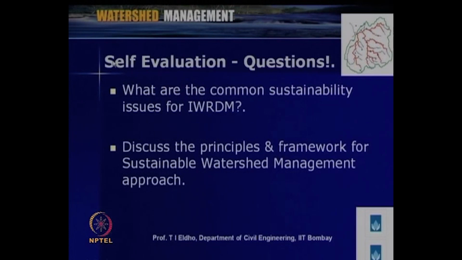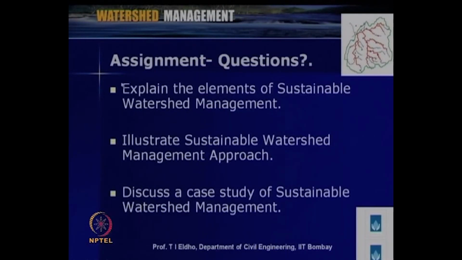Then as self-evaluation questions, 2 questions are put here. What are the common sustainability issues for integrated water resource development and management? These issues we have already discussed in the lecture. Then discuss the principles and framework for a sustainable watershed management approach. This also we discussed in the lecture. 3 questions are put as assignments. First one is explain the elements of sustainable watershed management. Second one is illustrate a sustainable watershed management approach. Third one is discuss a case study of sustainable watershed management.